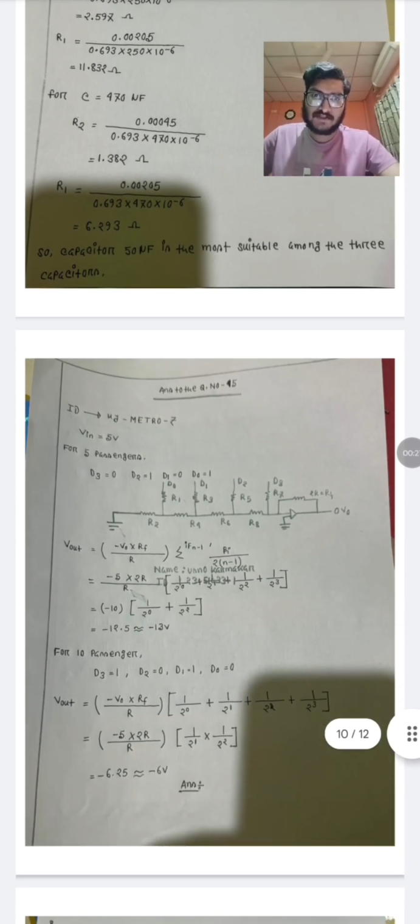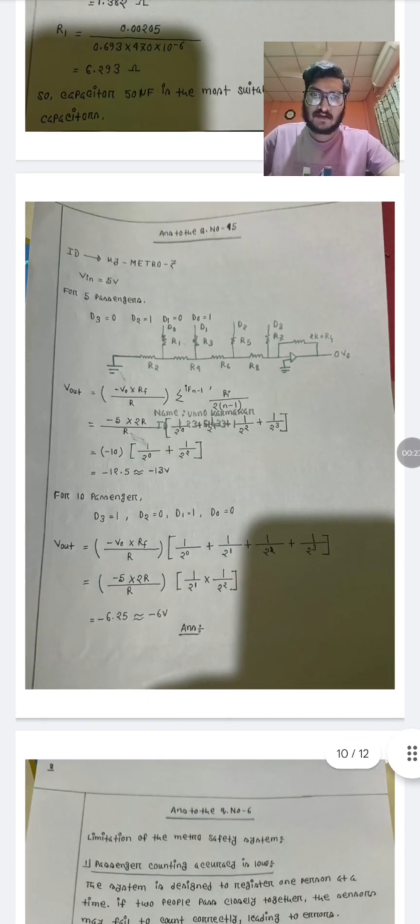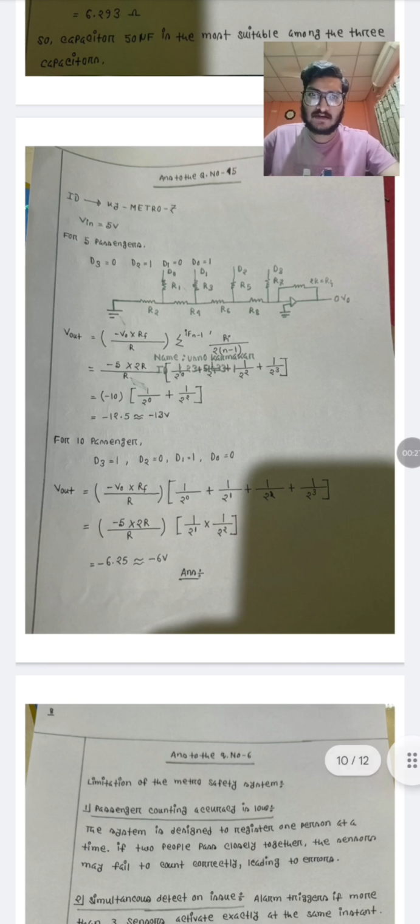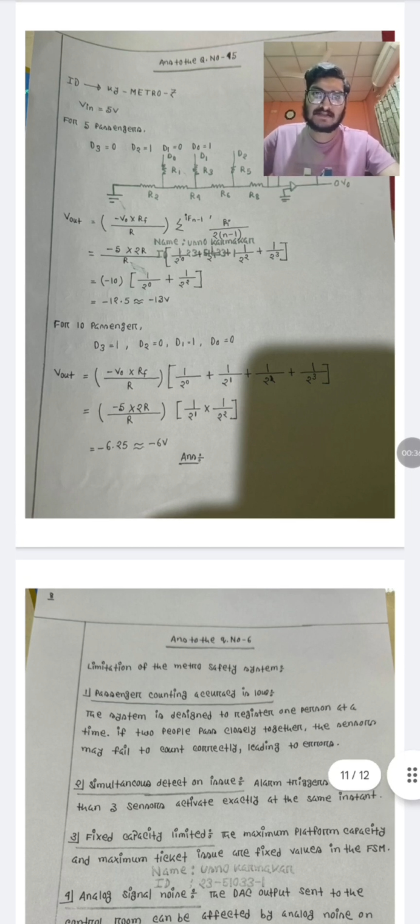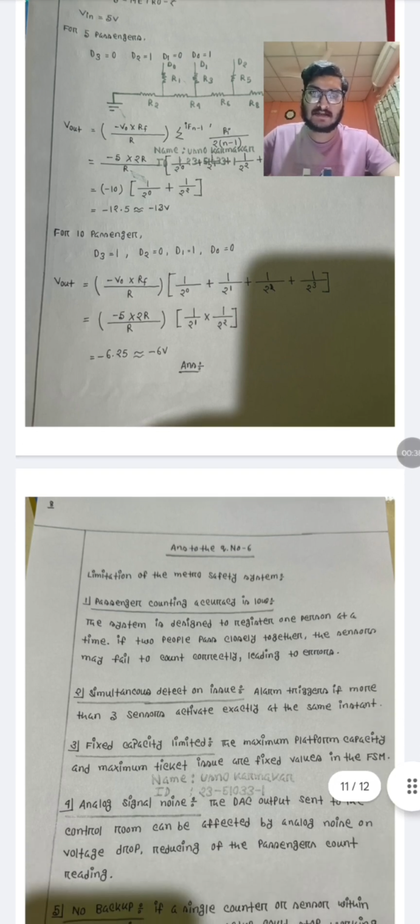In the fifth question, to find out the Vout value for 5 passengers and for 10 passengers, Vout value is minus 13 volt for 5 passengers and Vout value is minus 6 volt for 10 passengers.